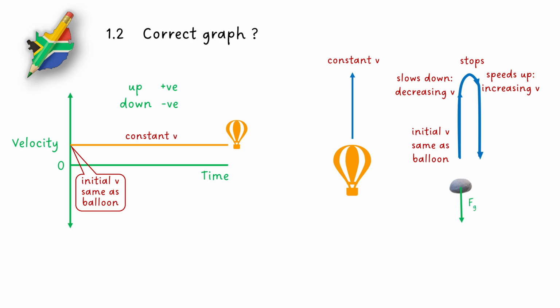Then, after release, the only significant force on the stone is gravity downwards. So although the stone is moving up initially, it will begin to slow down in the upwards direction as gravity pulls on it. It is still moving in the positive upward direction, but slower. So its velocity decreases and the graph has a negative gradient.